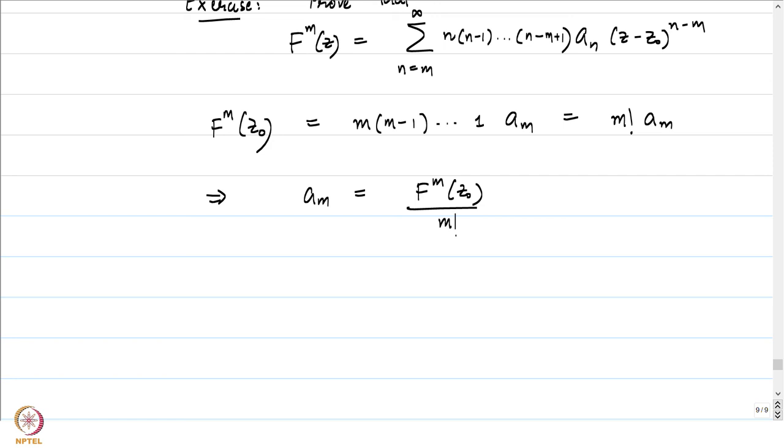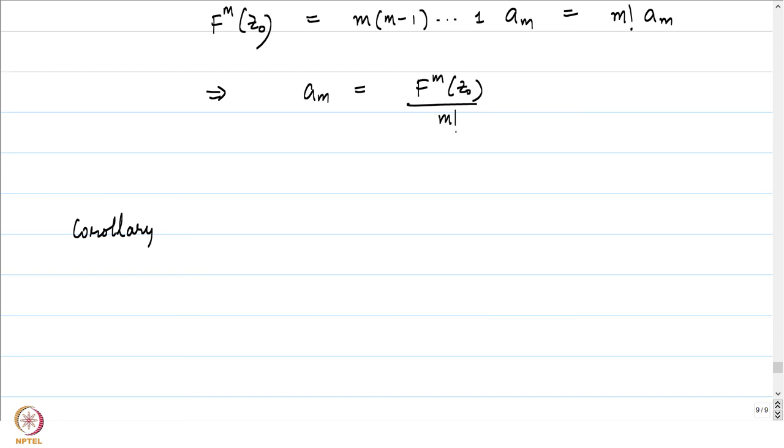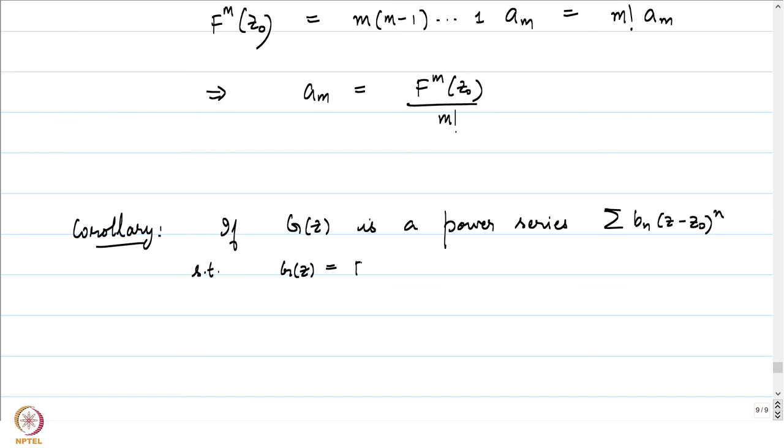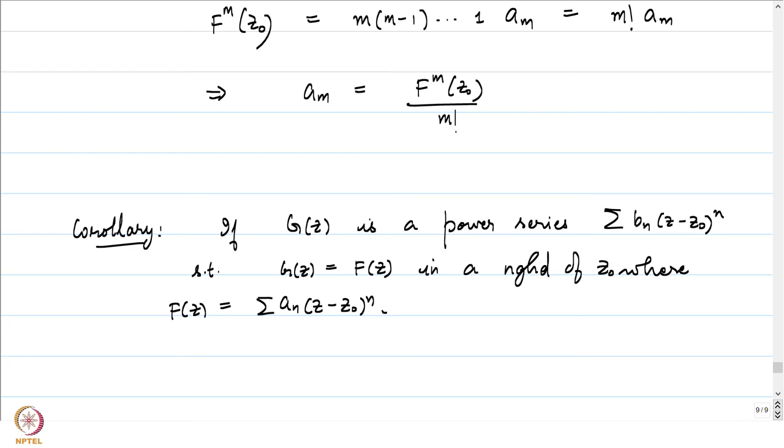Another corollary to the corollary given above is that if g of z is a power series around z0, summation b_n (z minus z0) to the power n, and g of z is equal to f of z in a small neighborhood of z0, where f of z is the usual power series we were considering all along, a_n into (z minus z0) to the power n. Suppose we know that both these power series are equal in a neighborhood of z0. Then the conclusion is that a_n is equal to b_n.